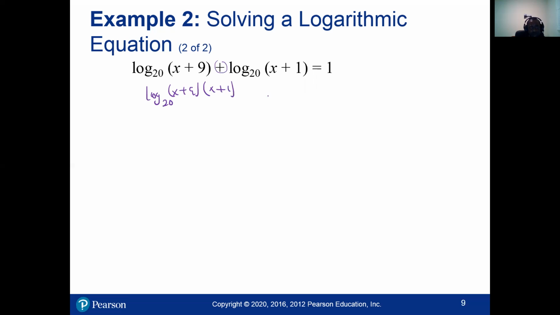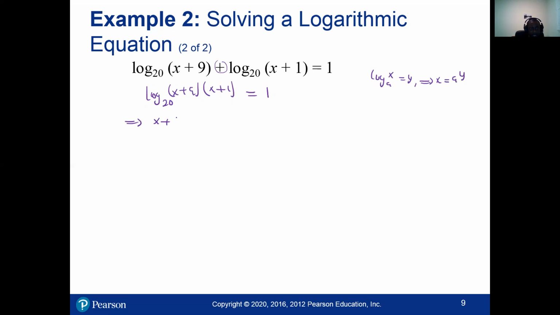20 to the 0 is equal to 1. Now here we don't have log on the other side, so don't take log. Use the definition of log, which says that if you have log x to the base a equal to y, then this becomes x is equal to a to the power y.